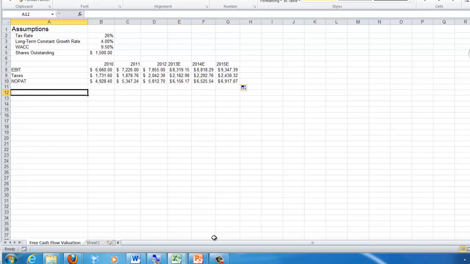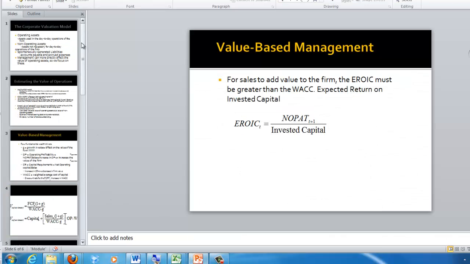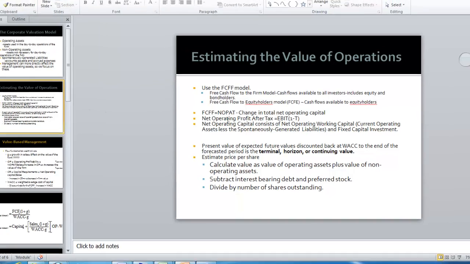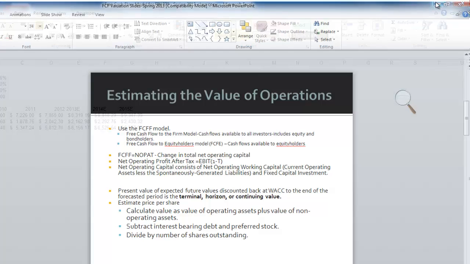So the next item, and I'm just going to go back to my slides here just to show you this again. To calculate the free cash flows to the firm, I'm going to take NOPAT minus the change in total net operating capital. So my next step is to determine what the total net operating capital is at the end of that year, and then calculate the change from one year to the next. Okay.